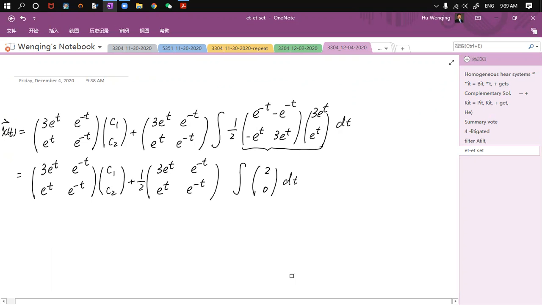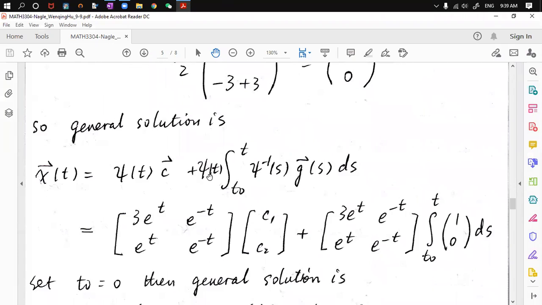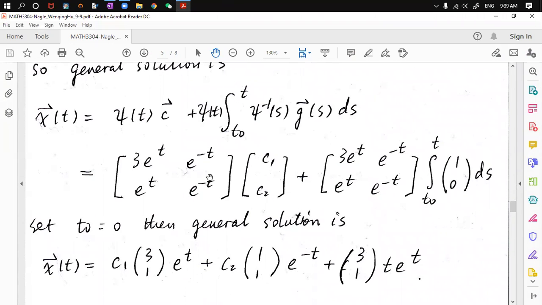So what will be that integral? Well, it's just the same thing as the integral of 2 dt and the integral of 0 dt. So that's going to be, just pick one antiderivative, 2t, and the integral of 0 dt is going to be just equal to 0. So you're just going to pick one candidate antiderivative. That's how you integrate a vector, right?